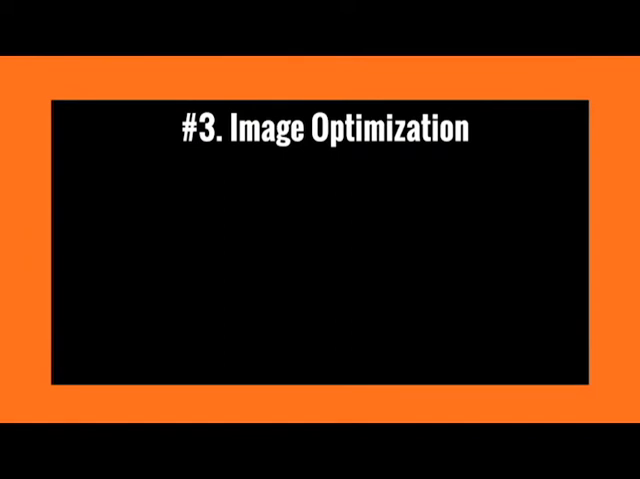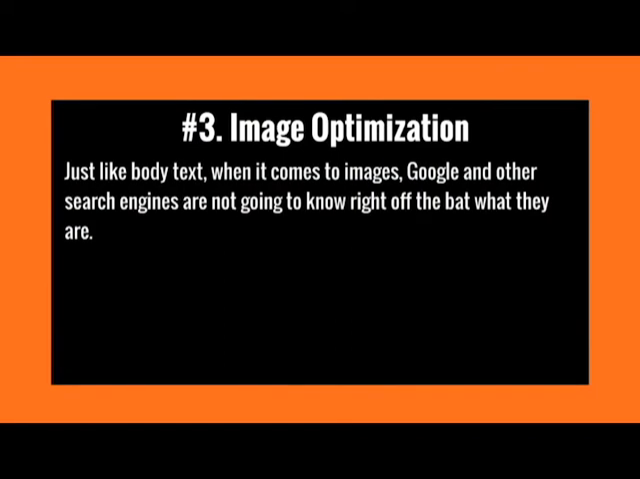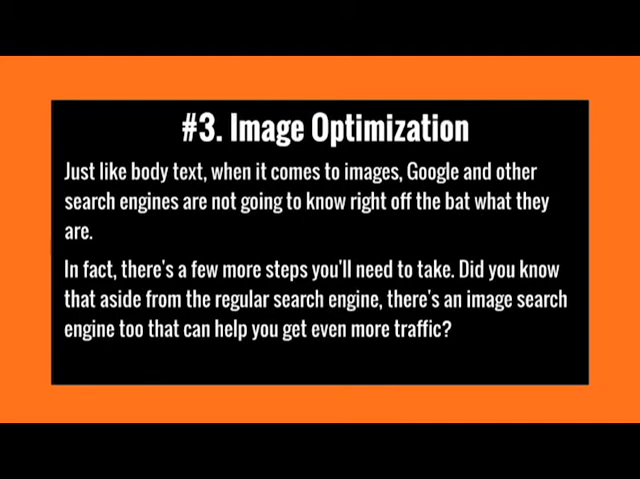Number 3, we have image optimization. What this means is you'll be making your images more search engine friendly. So just like body text, when it comes to images, Google and other search engines are not going to know right off the bat what these images are. So you need to do your best to help them figure out what the images are all about. Now, there are ways that Google will figure out eventually what your images are all about, so don't try to game the system. For example, if you name an image, let's say, a military survival kit, the way they figure out if that image is legit or not is oftentimes they'll rank you in the Google image search engine.